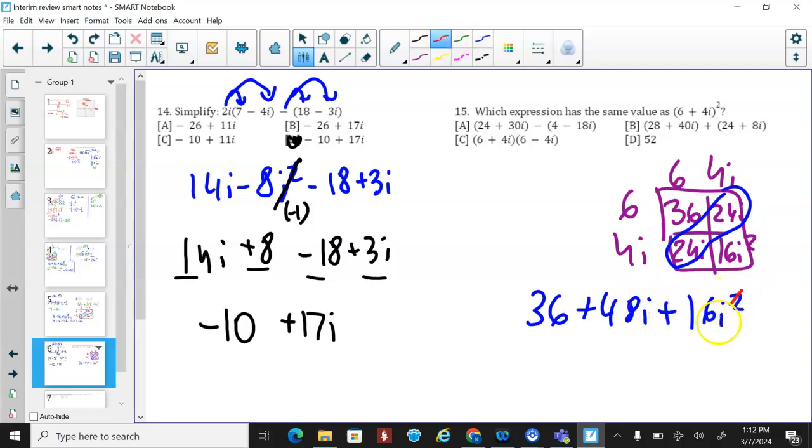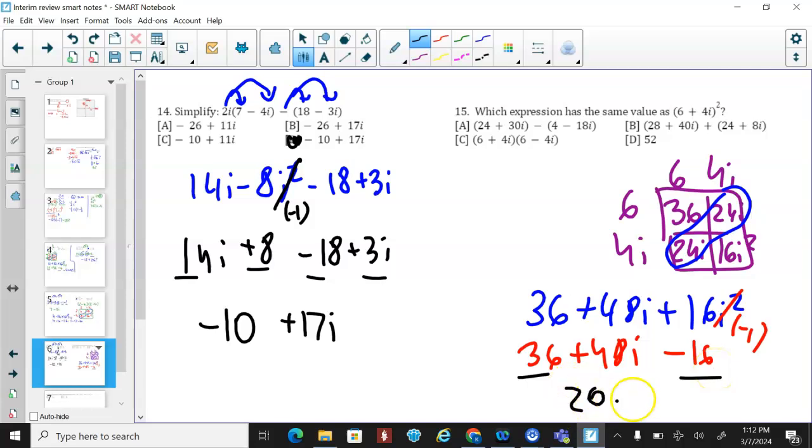Remember, we're always going to replace i squared with negative 1. So that's going to be negative 16, 36, and plus 48i. Of course, we're going to combine these two. 36 minus 16 is 20 plus 48i. Okay? So now, all right, so what does that mean? So looking at our answers, it's definitely not 52. It's definitely not C because their signs are different, and I just multiplied it and they both were pluses.